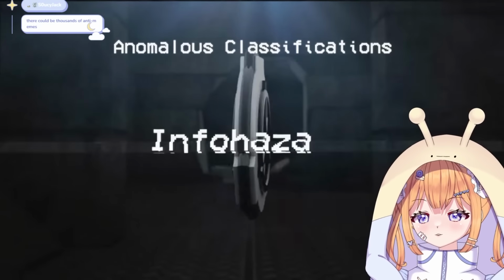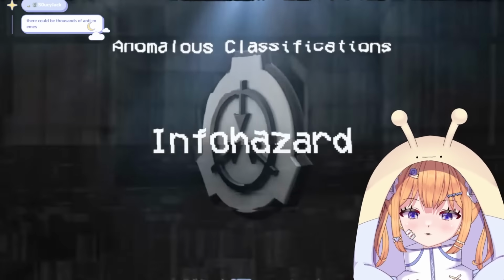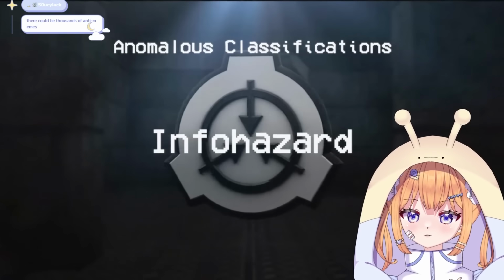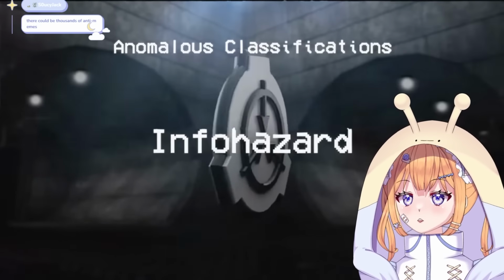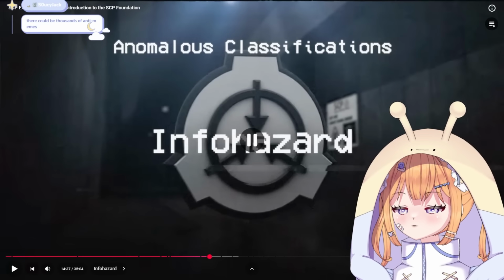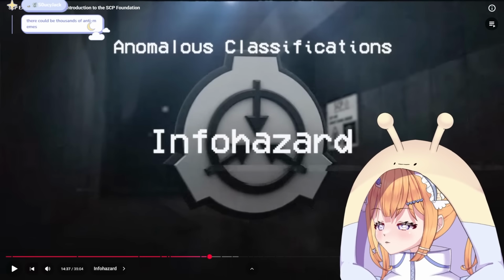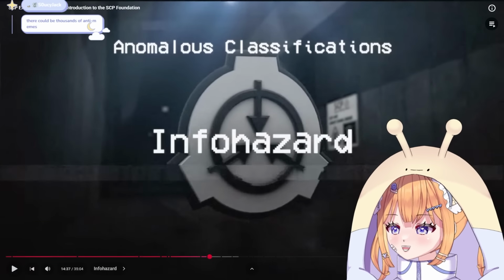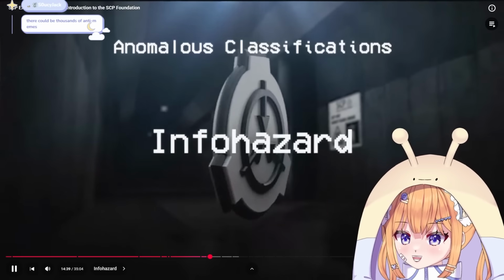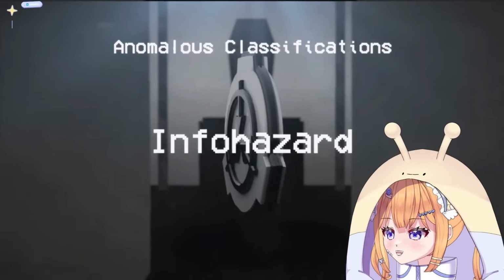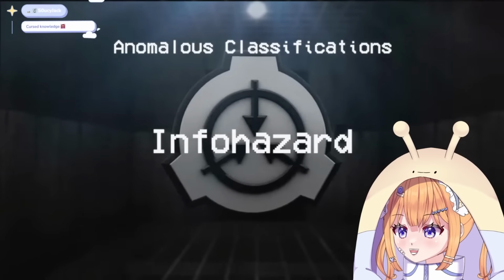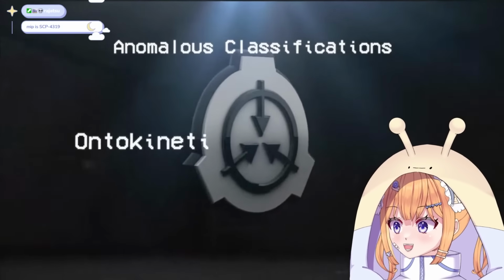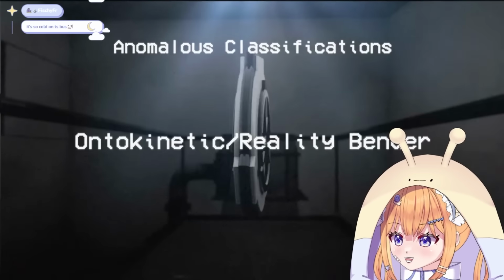Infohazard. Infohazards are anomalous effects that trigger when the SCP is described, referred to, or acknowledged. You don't even have to sense the thing to be affected by an infohazard. It's like Voldemort. It's like saying Voldemort, right? You just have to know that it exists. It affects data written about the anomaly and people that are made aware of the existence of the effect. Cursed knowledge, it's scary.